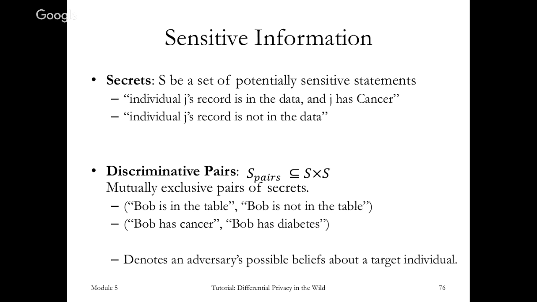Okay, and it defines a set of discriminative pairs of secrets. These are mutually exclusive pairs of secrets that an attacker should not be able to tell apart. Okay, so for instance, it could be that Bob is in the table or Bob is not in the table. Or Bob has cancer versus Bob has diabetes. And you can define a set of these discriminative secrets, and the adversary should not be able to tell apart any of these pairs of secrets. Okay.